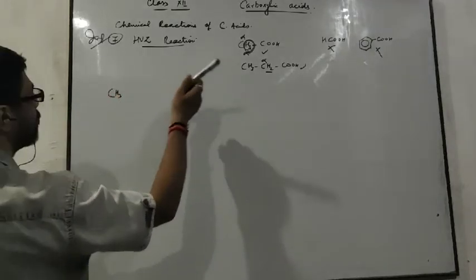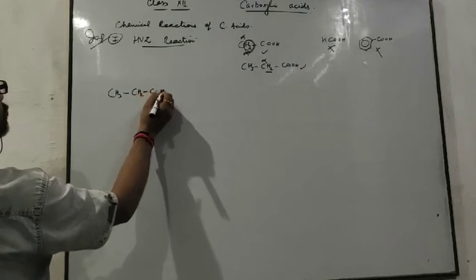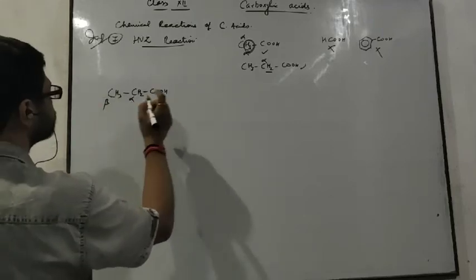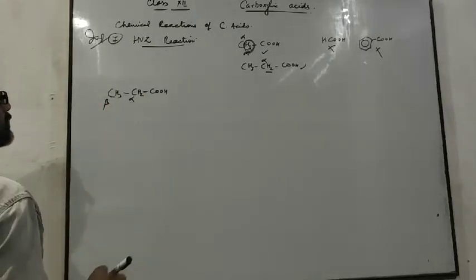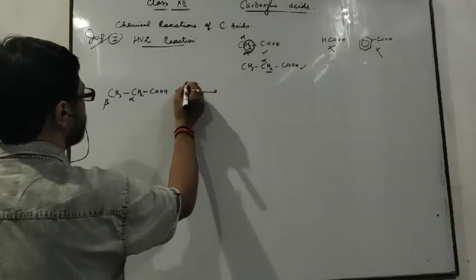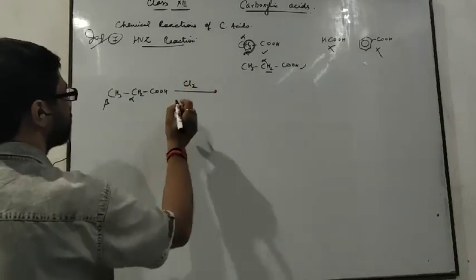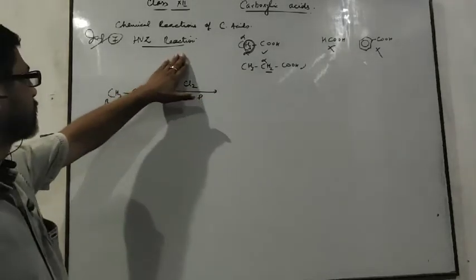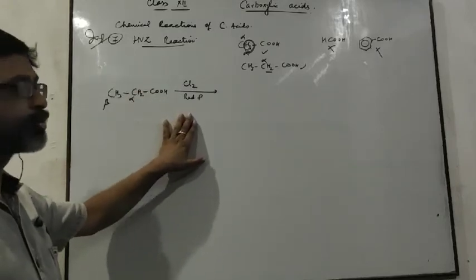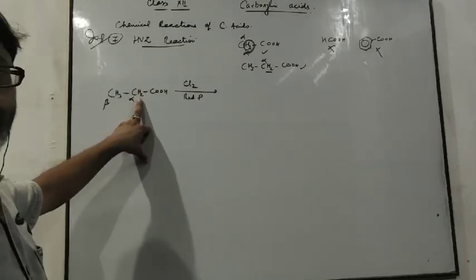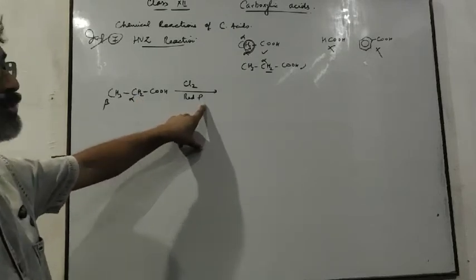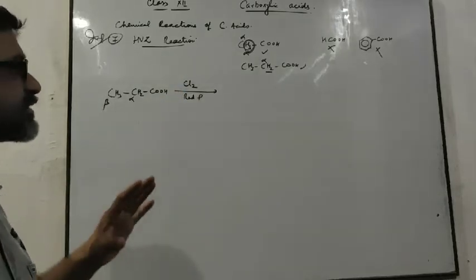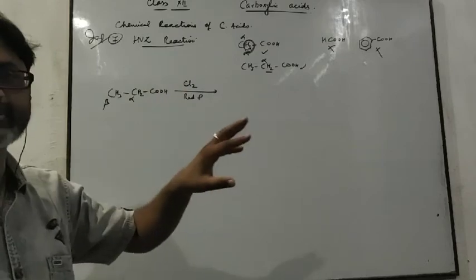I want to take this compound CH3CH2COOH. This one is alpha carbon, this one is beta carbon. No matter for beta carbon, this is due to presence of alpha carbon. This compound reacts with chlorine or bromine in presence of red phosphorus. See here what are the conditions for this reaction to take place: presence of alpha hydrogen and presence of red phosphorus. In presence of red phosphorus, chlorine or bromine, no other halogen gives this reaction. Only chlorine and bromine give this reaction.